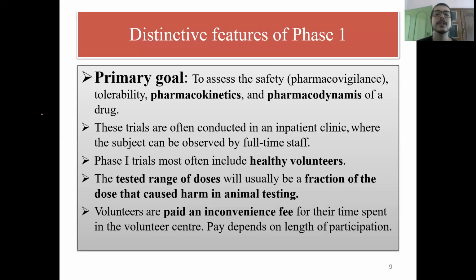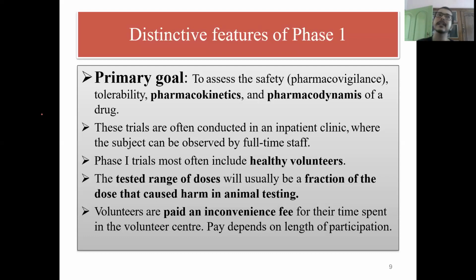So, if 100 mg of a particular drug shows a harmful effect in animal studies, maybe 50 mg or 40 mg or 20 mg will be administered to the healthy volunteer. So this is basically the ratio. Volunteers are paid an inconvenience fee for their time spent in the volunteer center. Pay depends on the length of the participation.